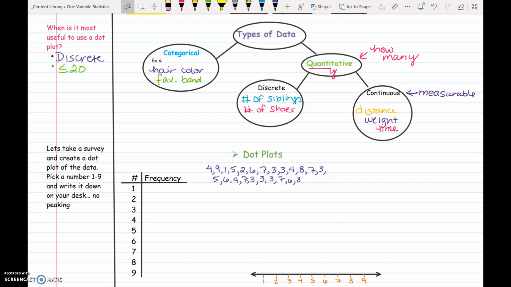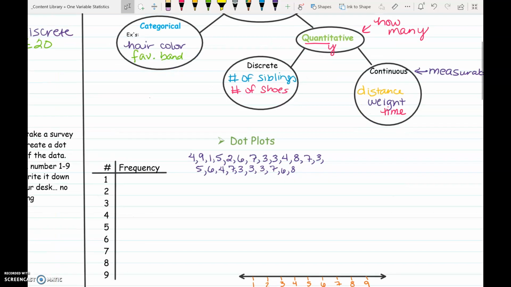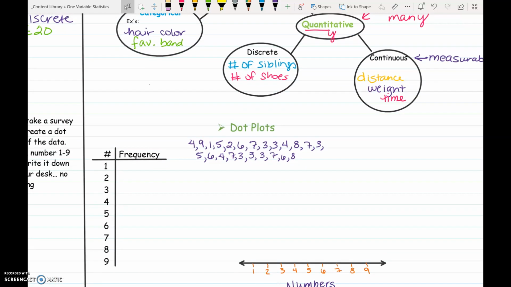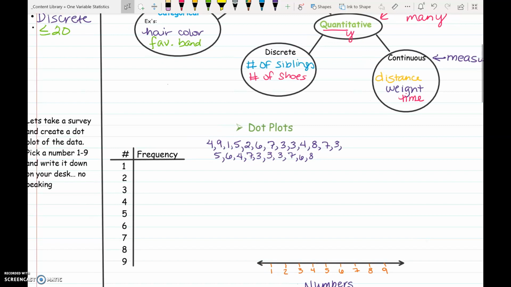So over Remind, I asked you guys, hey, can you go ahead and send me some numbers 1 through 9 so that we can make a dot plot. So this is the data that I recorded. Again, feel free to pause the video at any time so that you can copy this down. So let's go ahead and we're going to use a frequency table to track our data. Let's review frequency. Hopefully, if you don't remember, frequency just tells us how many of something we have.